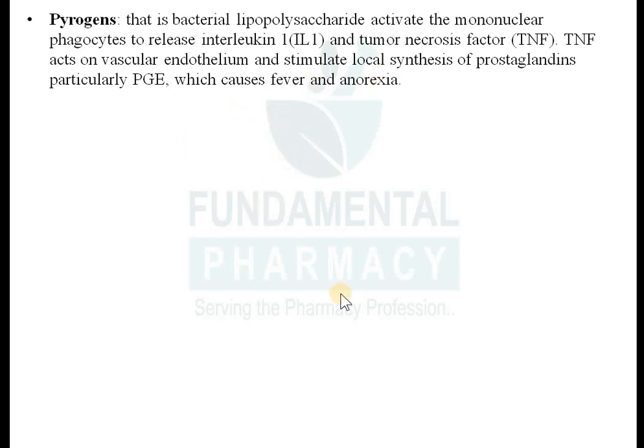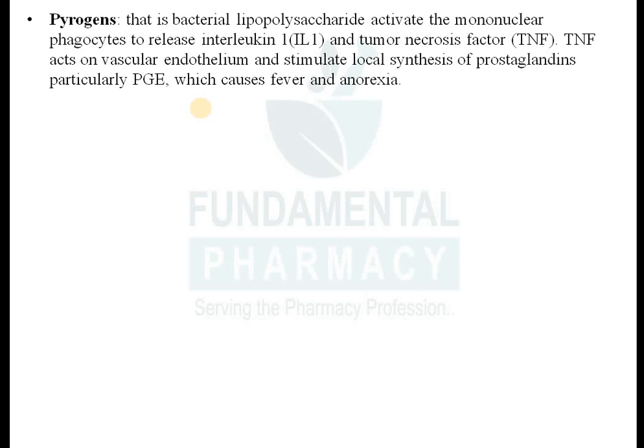So pyrogens will increase your body temperature. In response to pyrogens, your body's defense system, that is phagocytic cells, will release chemicals known as interleukin 1 and tumor necrosis factor. Okay, this tumor necrosis factor will also stimulate the vascular endothelium. Vascular endothelium मतलब blood vessel का जो inner layer होता है उसको बोलते हैं vascular endothelium.